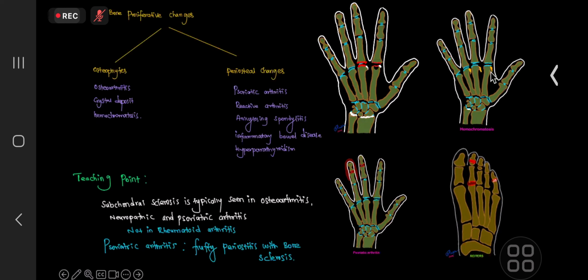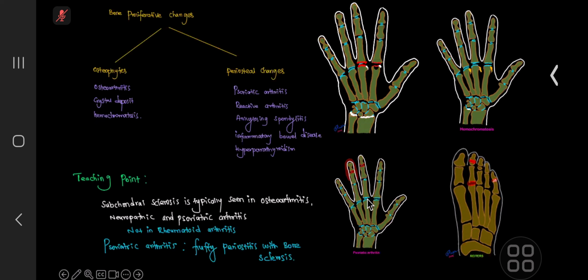Similarly, if there are multiple hook-like osteophytes but not much calcification involving the TFCC, and there is not only a predilection for the second and third, it can involve all the metacarpals, then you have to think of hemochromatosis. Then look at the periosteal changes also. You have to think of psoriatic arthritis, reactive arthritis, ankylosing spondylitis, inflammatory bowel disease related, and also hyperparathyroidism.